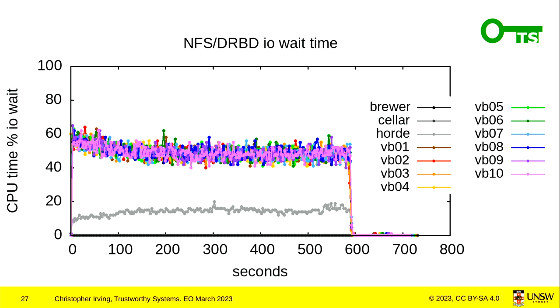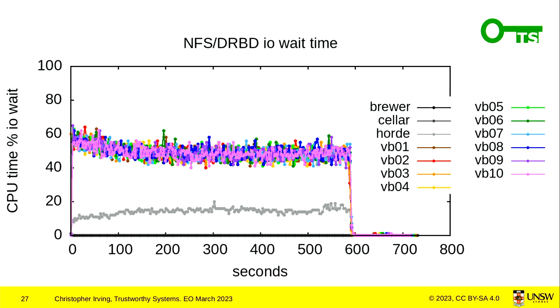The DRBD mounted over NFS looks a lot more consistent than the kernel driver does. So DRBD, it's holding at around 50-ish percent of CPU time waiting for I/O. It's a lot, but it's not going everywhere. It's pretty predictably the same thing. You can see one of the servers here is spending a lot more time on I/O than the others.